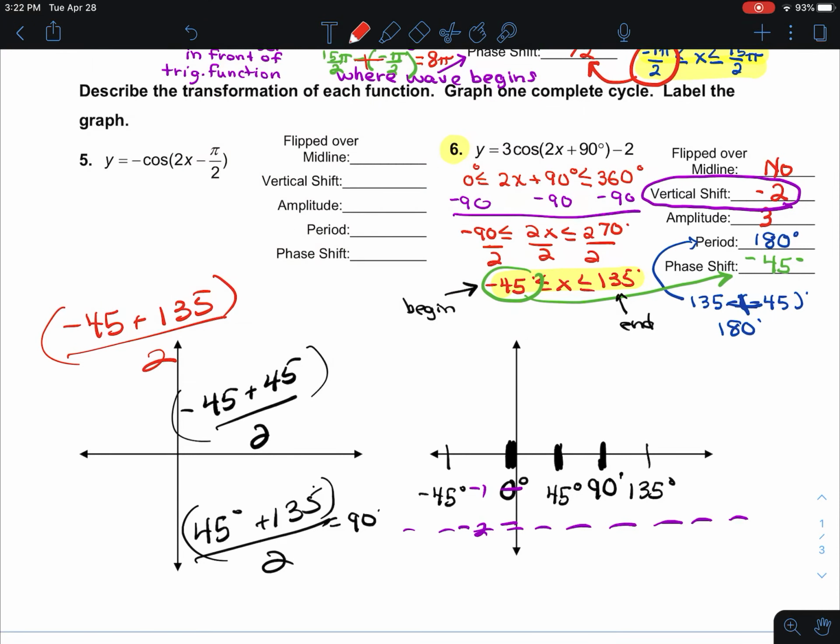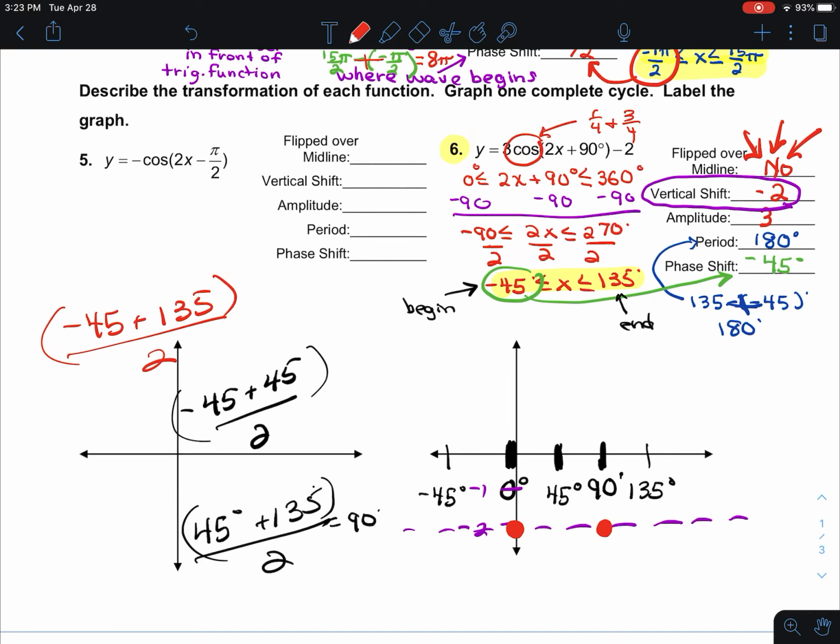You want to look at what wave are we graphing? This is the cosine wave. So I'm putting points directly on that dotted midline at the 1/4 mark and 3/4 mark. Now be careful, the 1/4 mark is now 0, and the 3/4 mark is 90 degrees. Okay, we said no, this is not going to get flipped.